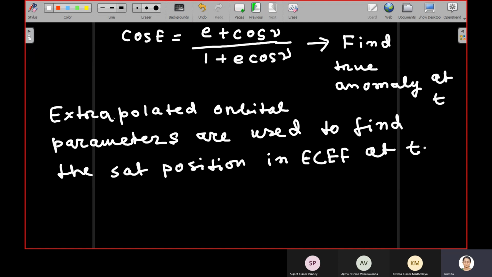So we started with the orbital parameters at T naught. If perturbations are given, we apply all the perturbations. If not, we just take the other 5 parameters. Longitude of the ascending node can be extrapolated using the Earth's rotation. And then we extrapolate the mean anomaly and find the true anomaly at the time of request. Then we can use these extrapolated orbital parameters to find the satellite position initially.